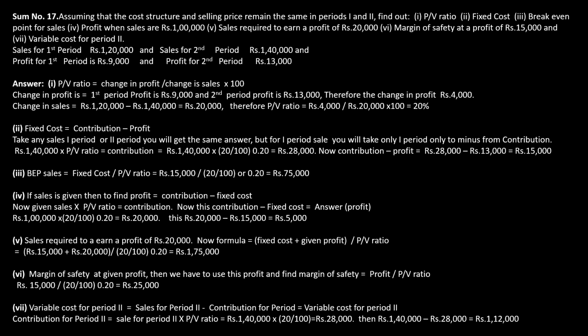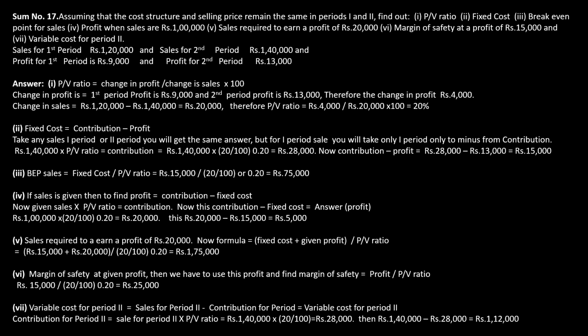I'm supposed to take the profit which is related to 1,40,000 because I took the sales of 1,40,000. Therefore, the corresponding profit alone should be taken. If I'm going to take 1,20,000 as my sales to find contribution, then the profit I'm supposed to use is 9,000. Is it clear? Therefore, here in the sum, my contribution is 28,000. My profit is 13,000. Therefore, contribution minus profit will give me 15,000 rupees. That will be my fixed cost.